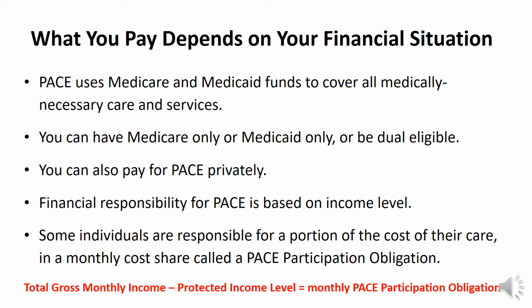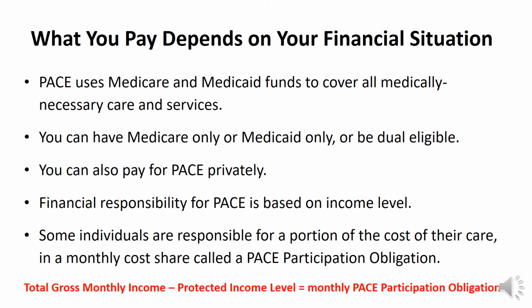What you pay depends on your financial situation. PACE uses Medicare and Medicaid funds to cover all medically necessary care and services. You could have Medicare only or Medicaid only, or even be dual eligible and get PACE. You could also pay for PACE privately. PACE is, like any KanCare program, based on income level. Some individuals are going to be responsible for a portion of the cost of their care in a monthly cost share called a PACE participation obligation.